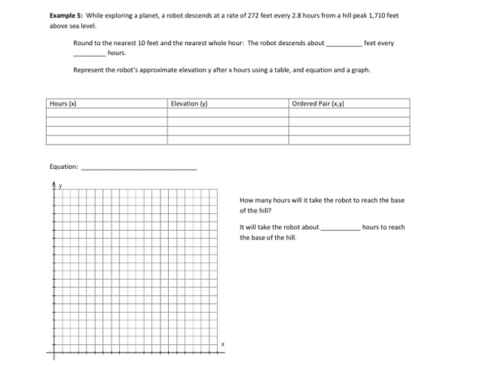This last problem in this section could be a lot more difficult if you did not read the directions. So make sure you're reading the directions very well. While exploring a planet, a robot descends at a rate of 272 feet every 2.8 hours from a hill peak 1,710 feet above sea level. This is the important thing that you read. We are going to round to the nearest 10 feet and to the nearest whole hour.